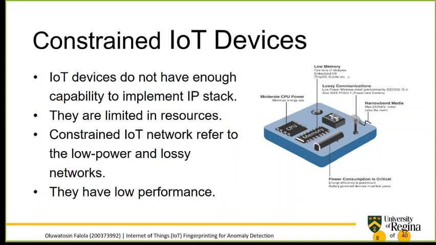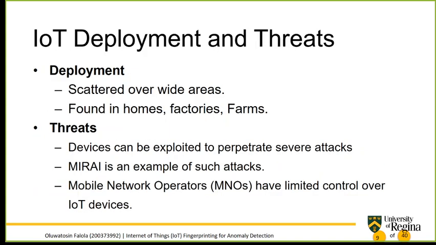Now, these devices have unique capacity. They are constrained. When I say constrained, IoT devices do not have enough capacity to implement IP stacks. They are limited in memory, limited in power, limited in resources, and the same goes for their network. They are referred to as low power and low networks. They have very low performance, and as a result of this, they are prone to threats by attackers.